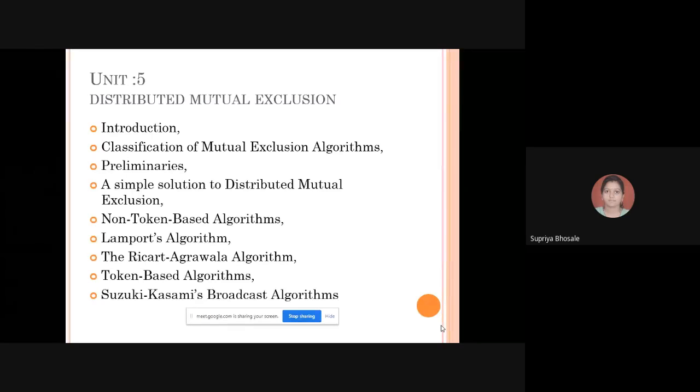So in this topic, we will be covering the introductory part, then the classification of mutual exclusion algorithms, then preliminaries, then a simple solution to distributed mutual exclusion, then non-token based algorithms. In that, we will be looking into Lamport's algorithm and Ricart-Agrawala algorithm, and then token based algorithms. In that we will be looking into Suzuki-Kasami's broadcast algorithm.